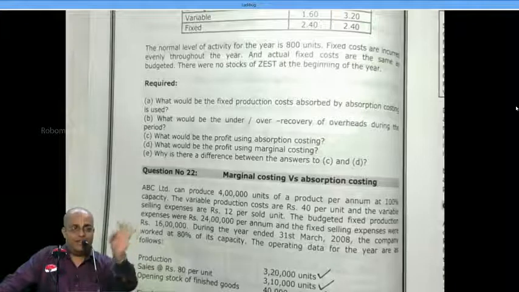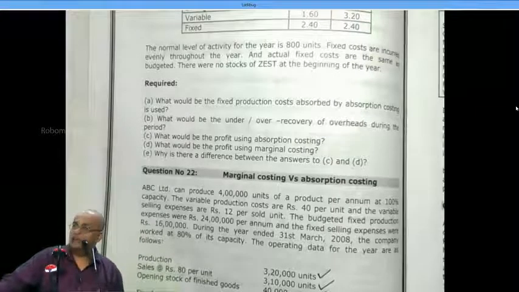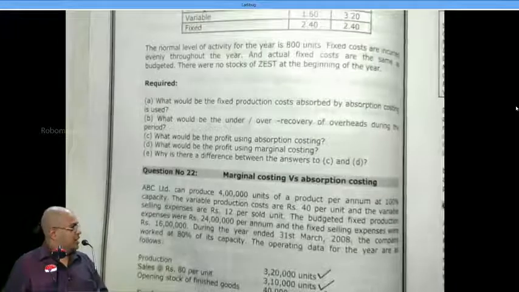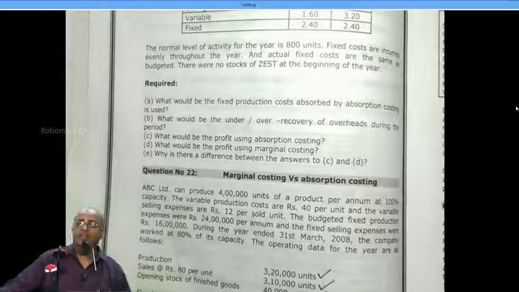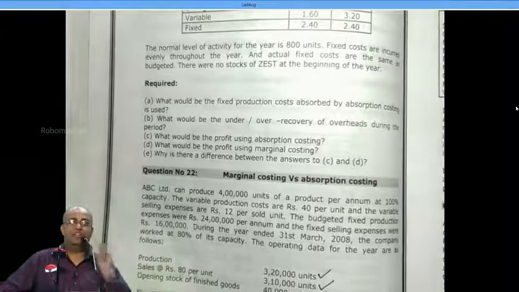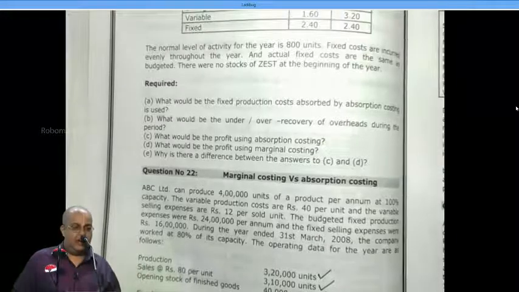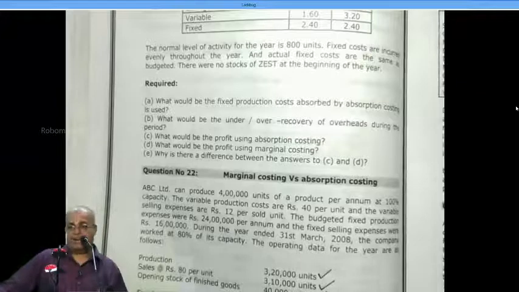Under absorption of fixed manufacturing cost. How much rupees? 4,80,000. Under absorption of fixed manufacturing cost is 4,80,000. Up to this, everybody having the clarity or not? Now we are in a position to go for what? Income statement. Can I proceed or not?